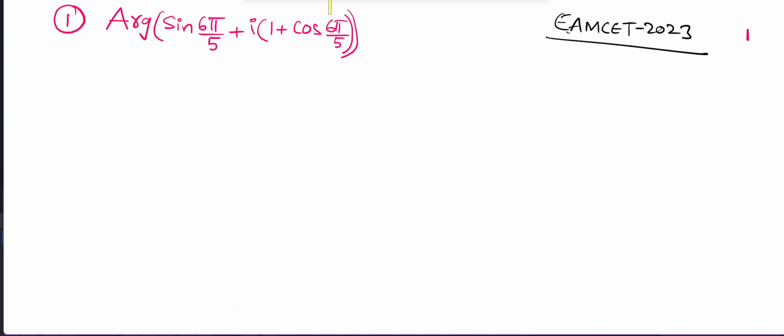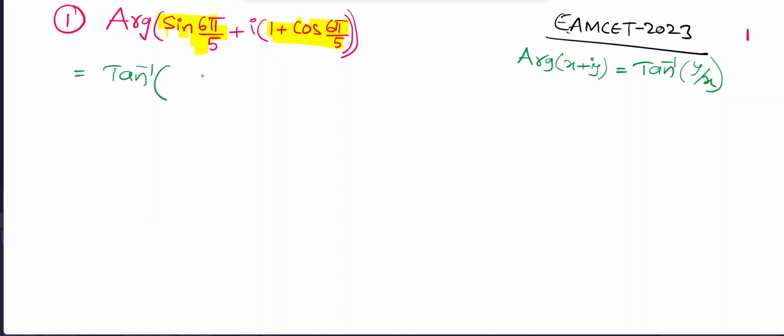This is the first question. Given: argument of sin 6π/5 + i(1 + cos 6π/5). We know the formula: argument of x + iy is tan inverse of y by x. Applying this formula, here y is the i coefficient, that is 1 + cos 6π/5.